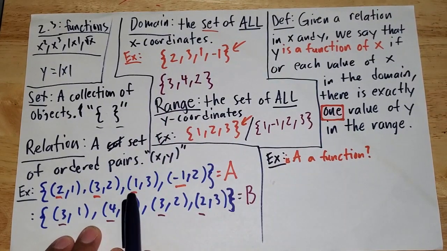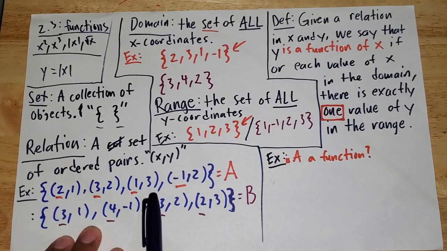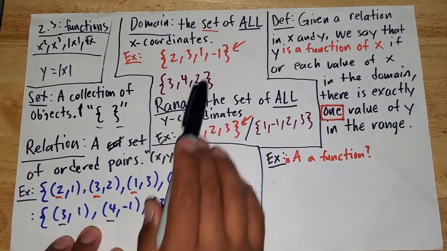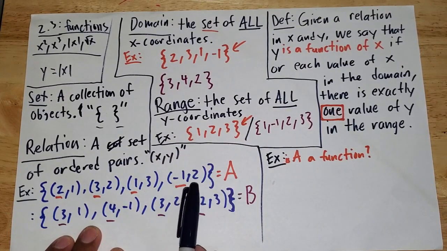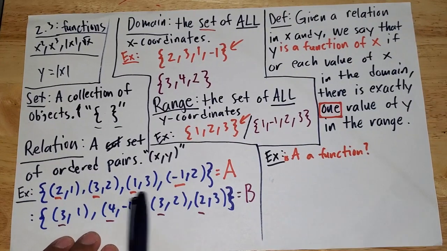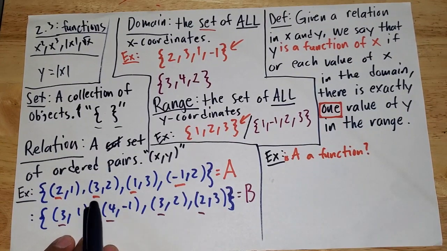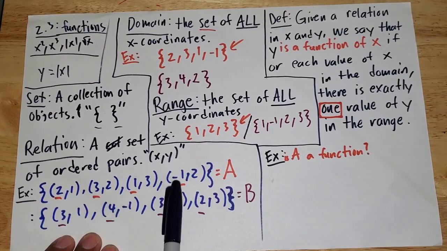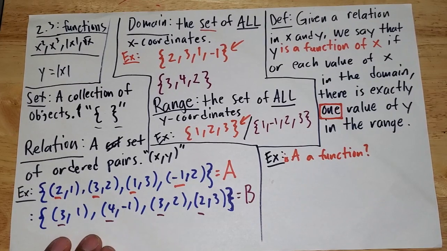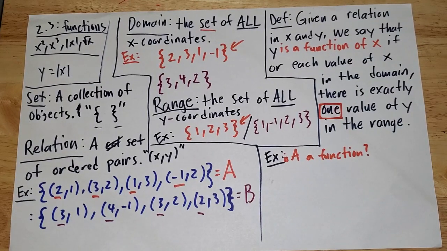That 1 corresponds to a 3. Cool. And -1 corresponds to a 2. You might be asking yourself, but wait, these two are corresponding to the exact same y, and you're right. 3 corresponds to 2, and -1 also corresponds to 2. But the definition says that every x can correspond to only one value of y.